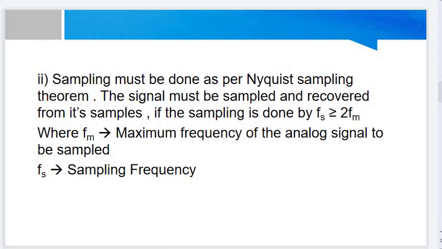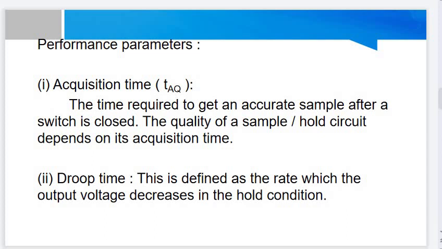Second one, the sampling must be done as per the Nyquist sampling theorem. The signal can be recovered from its samples if the sampling is done by sampling frequency greater than or equal to twice the maximum frequency of the analog signal. So Fs is the sampling frequency.